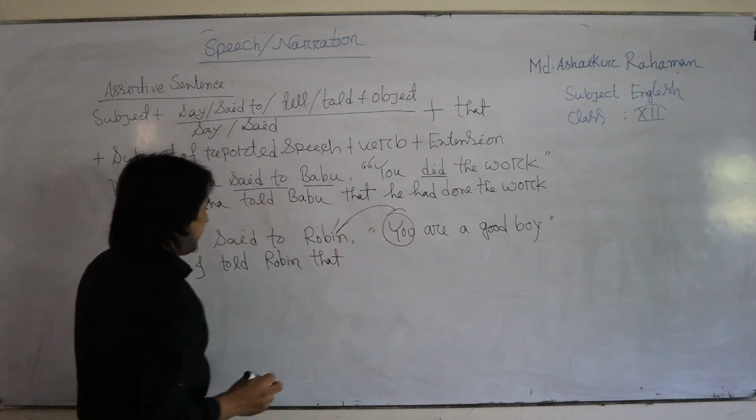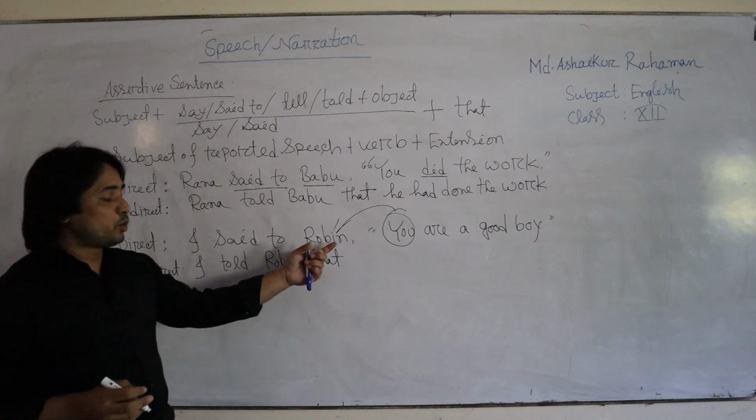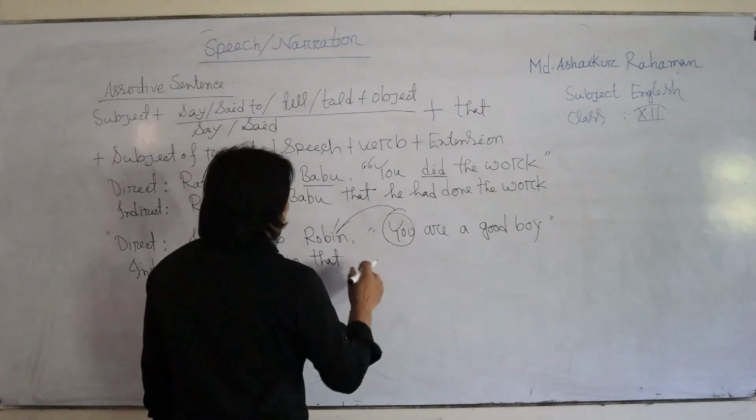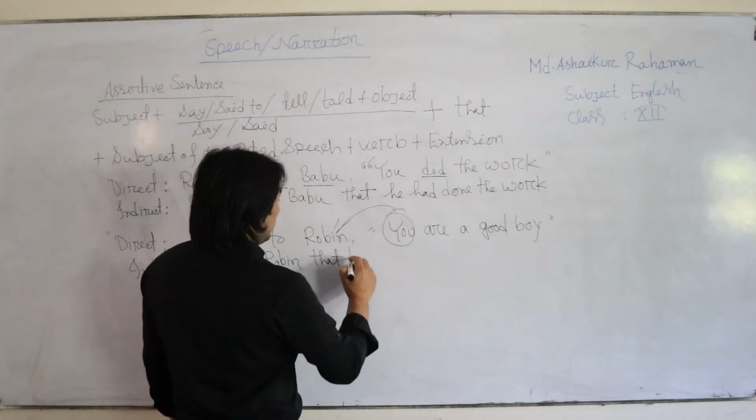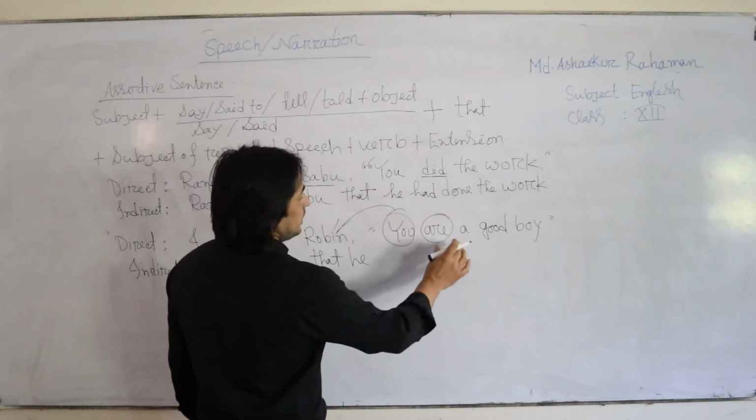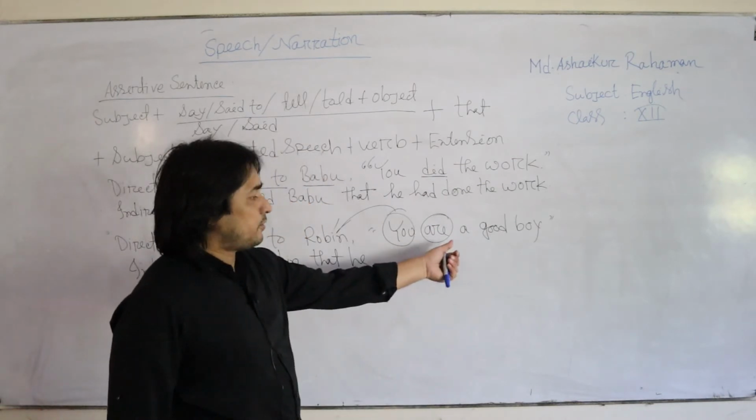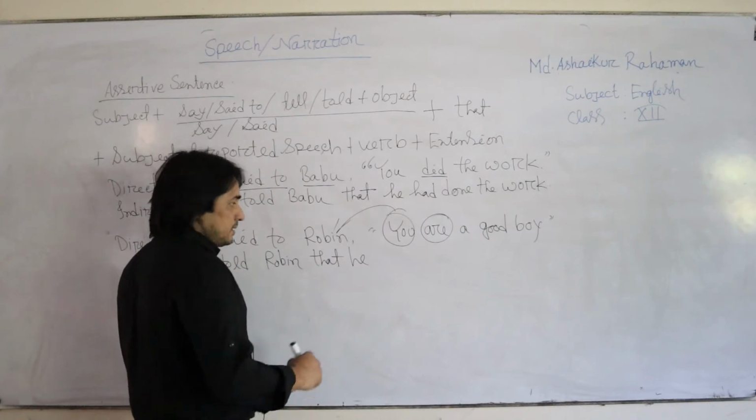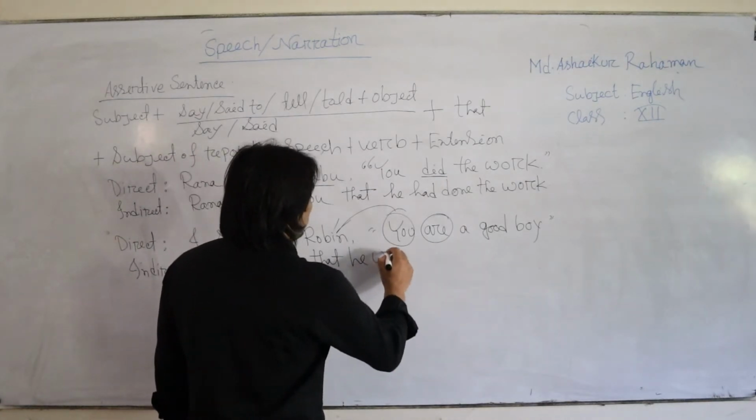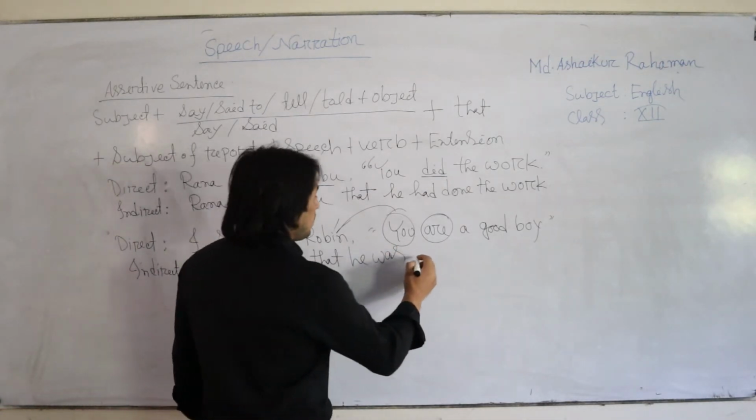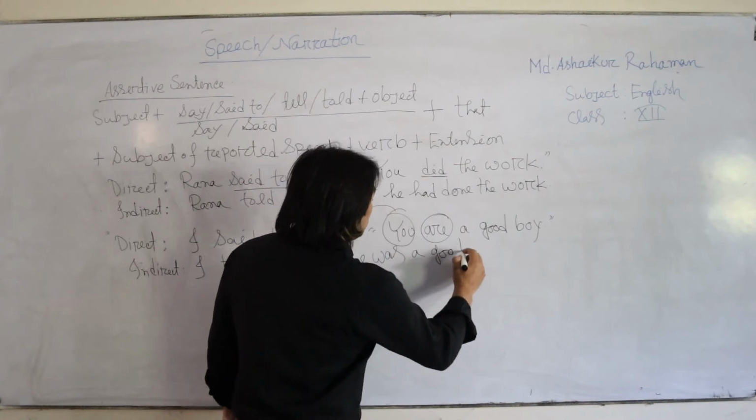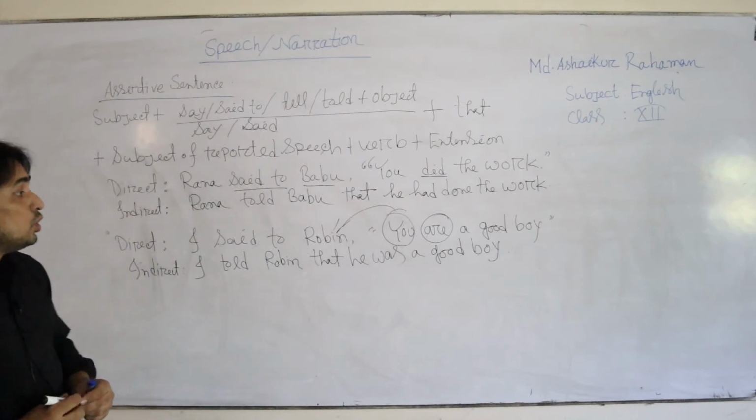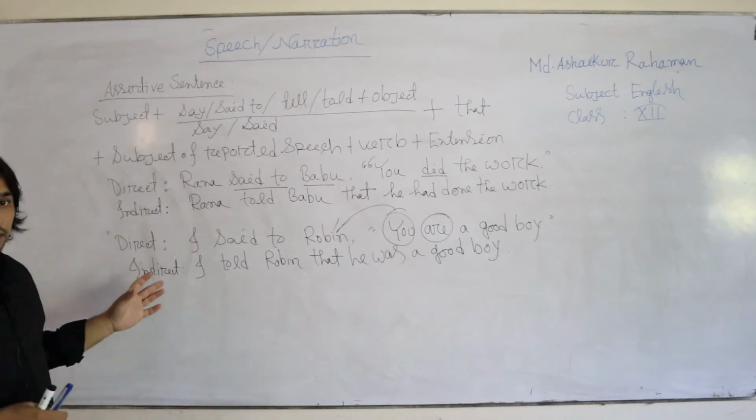You always will take the object of reporting speech, that is Robin. As we have mentioned Robin by name, we must use his pronoun he. Are: as there is no ing after are, it is present indefinite. That's why it will be turned into past indefinite, that is he was a good boy. So we see here two examples.